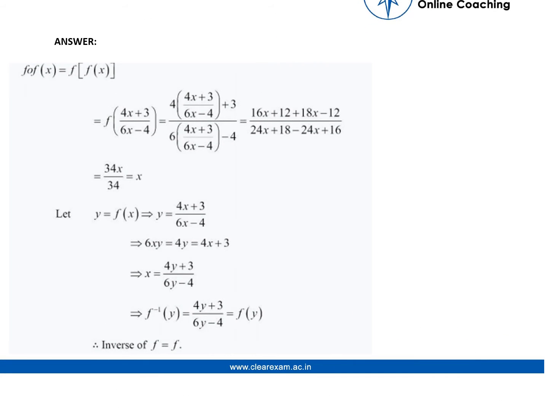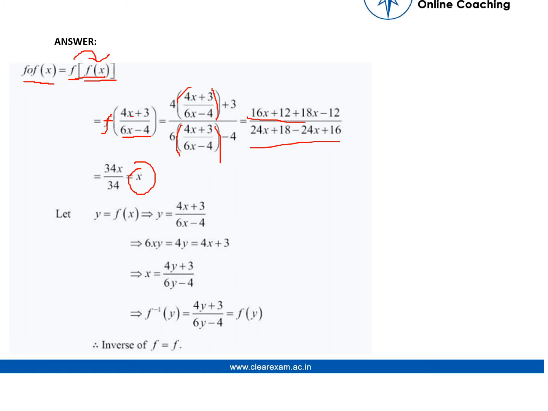Coming to the next slide, we have to find f of f(x). You can see the notation. Now, we know that f(x) equals (4x + 3)/(6x - 4). So we put that function into the f function. Instead of putting x in every place, we have put the function of x. Then we solved it and we got our answer as x.